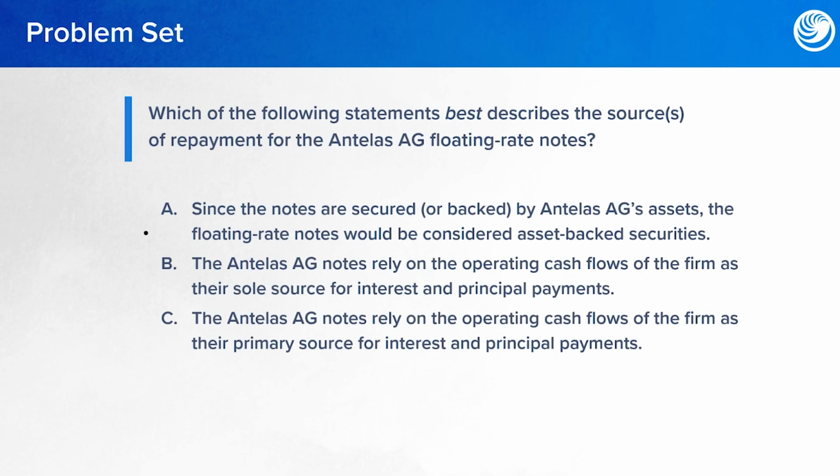Which of the following statements best describes the sources of repayment? So the primary source should be the operating cash flow. The secondary source are the general assets because it's secured by the general assets. It's not asset-backed.